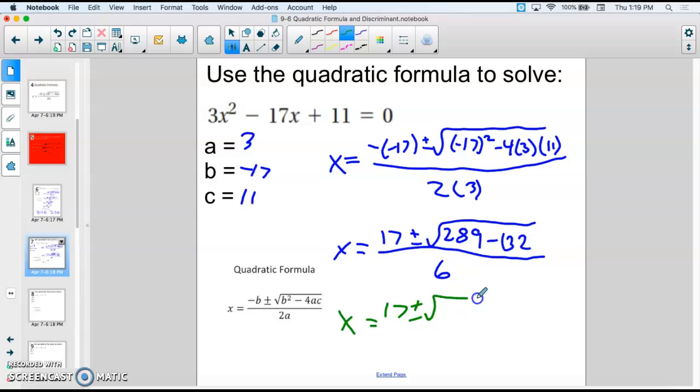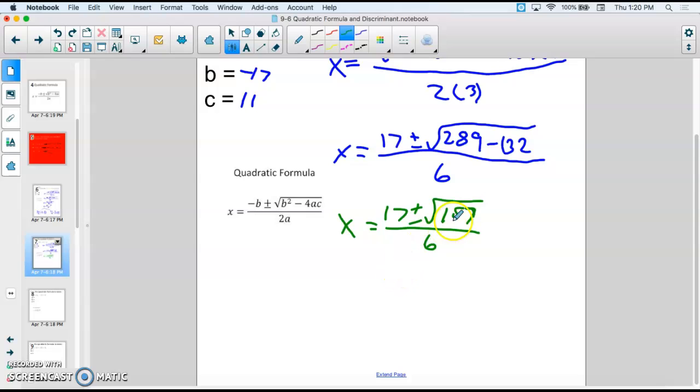17 plus or minus a square root. 289 minus 132 is 157 over 6. Now, this is gross, isn't it? Life is full of gross numbers, and it's our job. At this point, we can't do the square root of 157. That's not very nice. And so it's at this point that we break it up. 17 plus the square root of 157 over 6, and 17 minus the square root of 157 over 6.